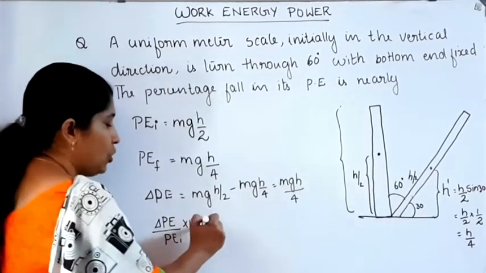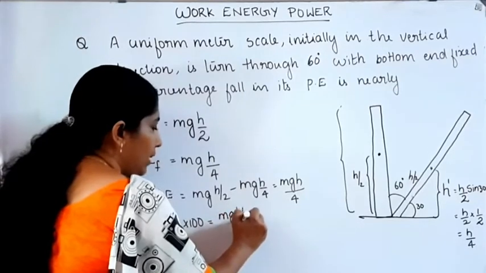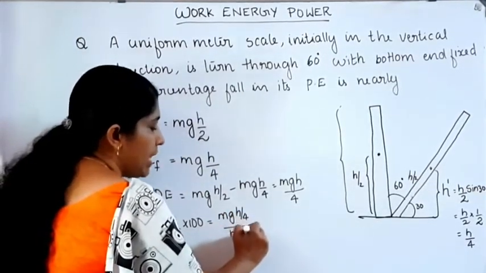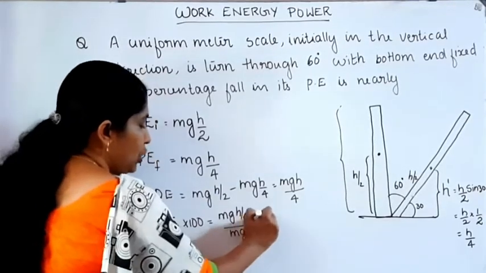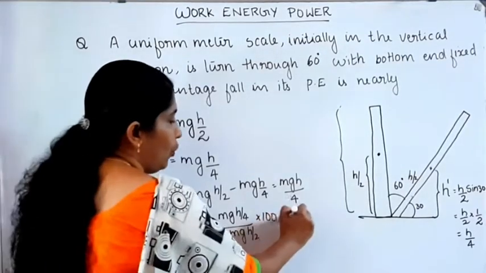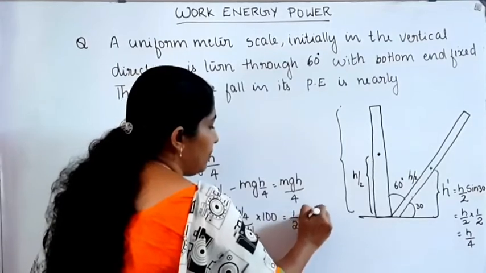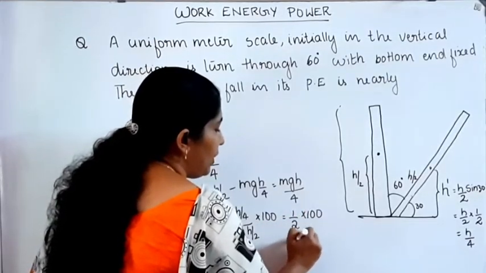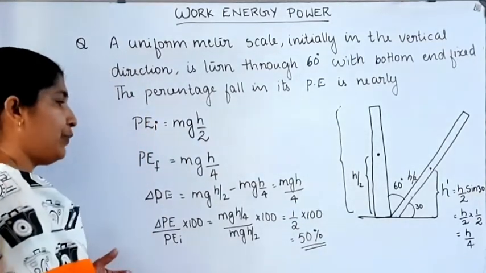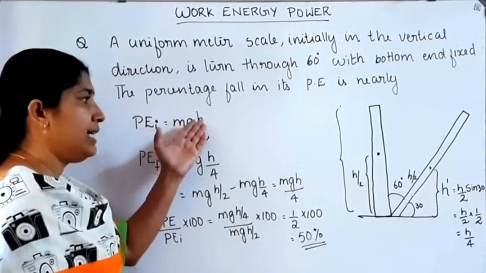That is the percentage. That's equal to mgh divided by 4, divided by the initial potential energy, which is mgh divided by 2, into 100. That's equal to half into 100, that's equal to 50 percent. Percentage fall in its potential energy is 50 percent. Initial potential energy is equal to mgh divided by 2.